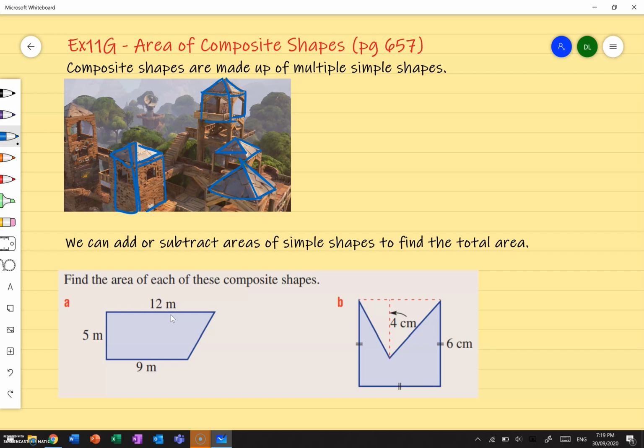Okay, so I'm not going to talk too long. It's going to be quite a short video. I'm just going to go straight into the examples. Keeping in mind that with a composite shape, we're going to split up our shapes into different simple shapes.